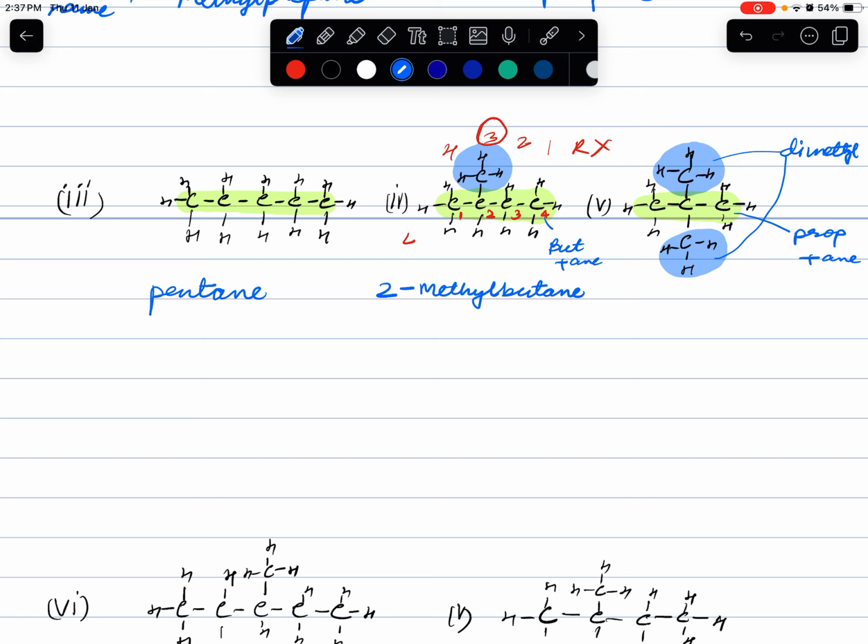So compound here is, what? It is dimethyl propane. Okay, we are not writing here number. Why? Because there is only one possibility. Either we are numbering from right or left, we are getting middle carbon where we will be having the branch. So it is dimethyl propane.